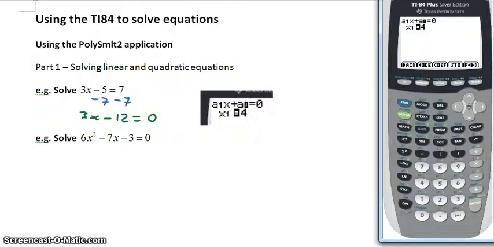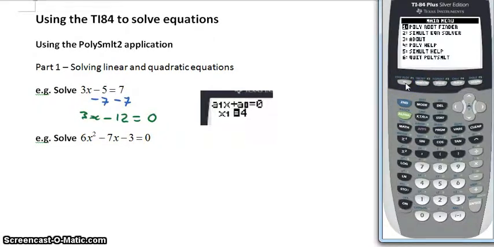Now, I know you could have done that in your head, but we're just getting the idea across of what to do. Let's do the second one, which is a quadratic. Go back to the main screen: press y equals, and it takes you back to the main. Back in again now. Enter again.